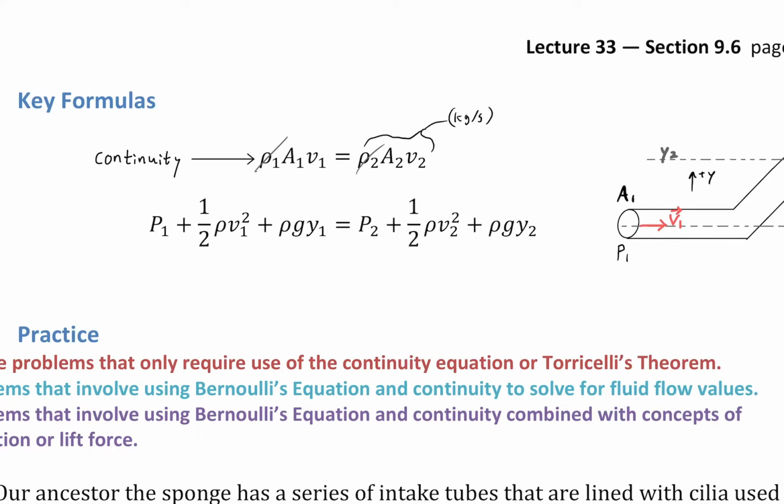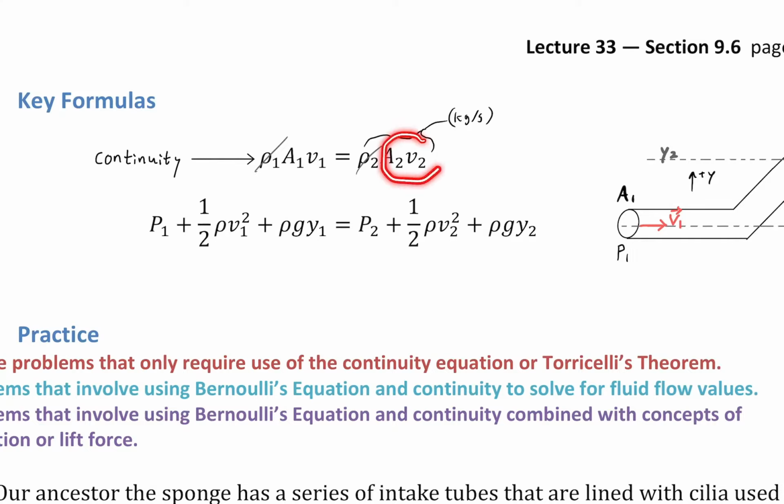So every time you actually see continuity, it's always going to be written as A1 V1 equals A2 V2 because the density canceled out. The only reason I even included it here and immediately cross it out is because I wanted to call attention to the fact that it is a mass flow rate conservation, all right? Otherwise it would be a volume flow rate, right?